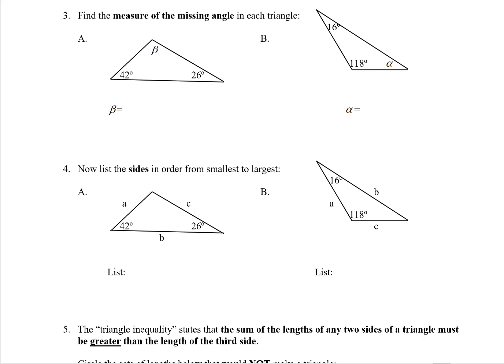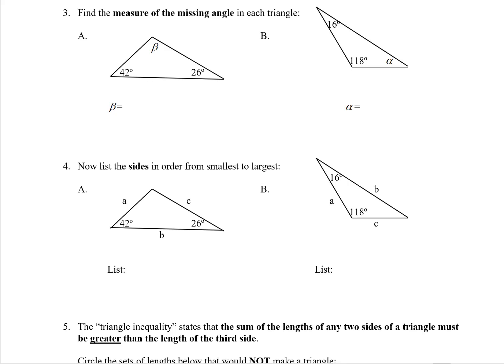Problem number 3. Find the missing angle. Well, this is very easy. We know that all three angles add up to 180. If you add 42 and 26, you get 68. And all you would have to do is subtract that from 180, and you will get 112 degrees.